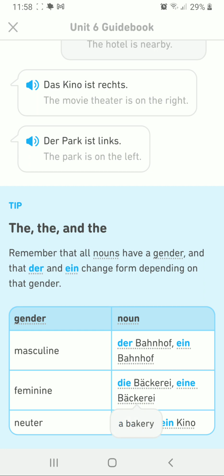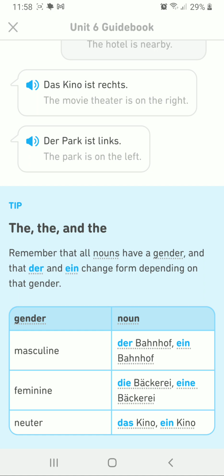Now for the neuter noun, we have Kino. Notice that Kino ends with an O. It also tells you that maybe it's neither masculine nor feminine, whereas masculine nouns normally end with, well, it's not a firm rule, but it's just an observation.